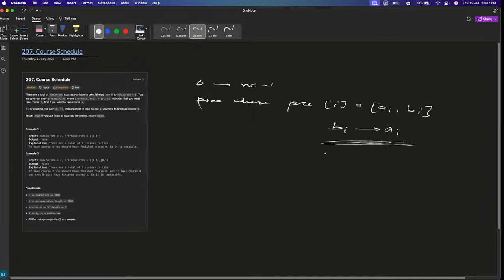Now, what is topological sort essentially is the question that we have. So I would like to bring up something here. Topological sort. So let's read a bit about topological sort right now.